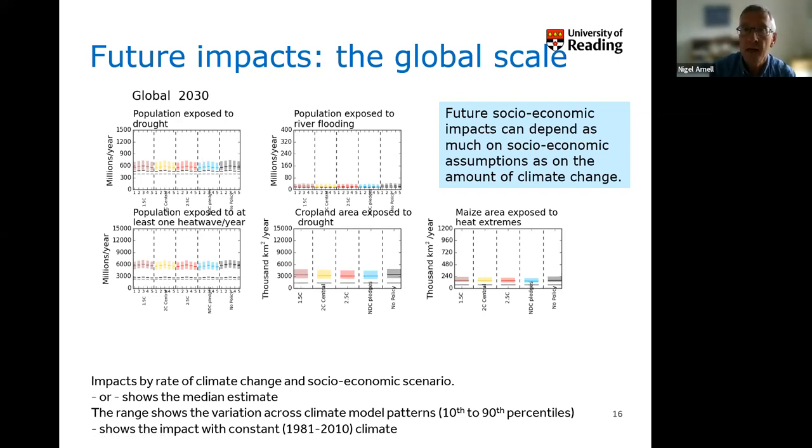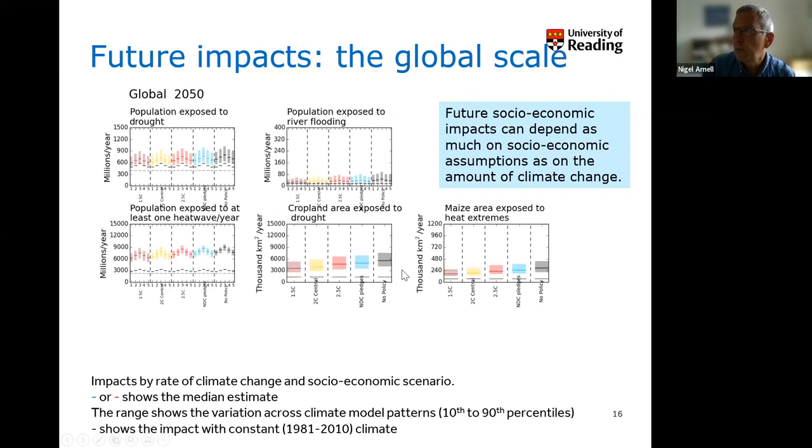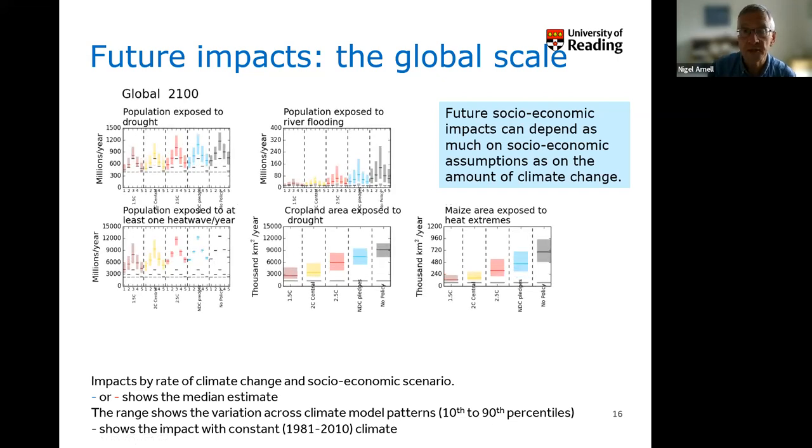So by 2030, there's not much difference between them. We get to 2050 and we begin to see a difference between the different colours, the different climate forcings, and we begin to see a difference between the different socioeconomic assumptions. When we get to 2100, we see a very big difference between the climate futures and quite a big difference between the socioeconomic futures. So if we're trying over the long term to estimate the global scale consequences of climate change, we really do need to look at how our socioeconomic conditions and assumptions change over time. They determine the answer. That's really, really important.